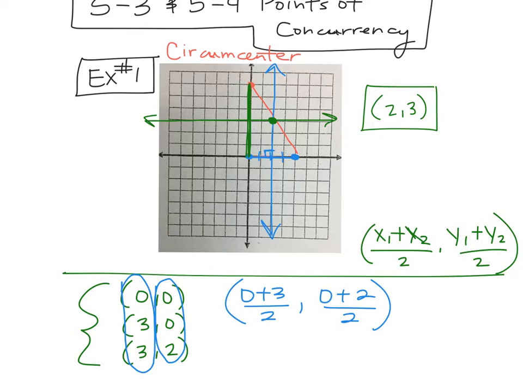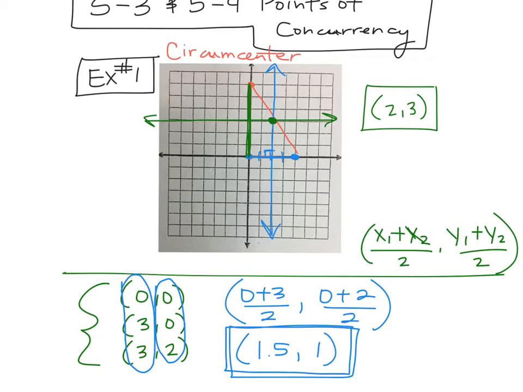Okay, 0 plus 3 is 3. 3 divided by 2 is 1.5. 0 plus 2 is 2. 2 divided by 2 is 1. So my circumcenter is that point. Okay, now I could have graphed it and I would have come up with the same thing. So it's kind of up to you. Do you want to graph it? Do you not want to graph it? That's your setup.